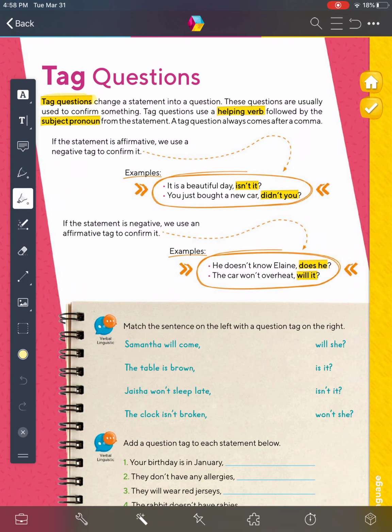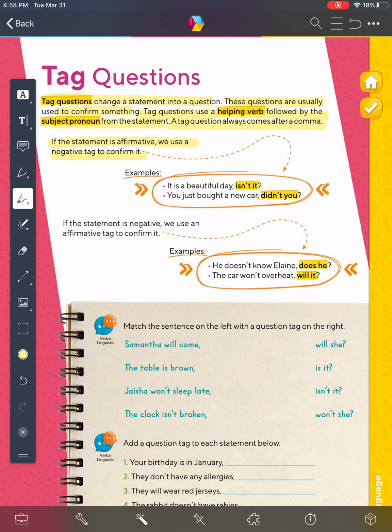Tag questions change a statement into a question. These questions are usually used to confirm something. Tag questions use a helping verb followed by the subject pronoun from the statement. A tag question always comes after a comma. If the statement is affirmative, we use a negative tag to confirm it. For example, it is a beautiful day, isn't it? You just bought a new car, didn't you?